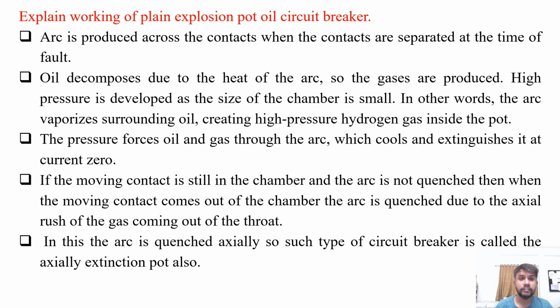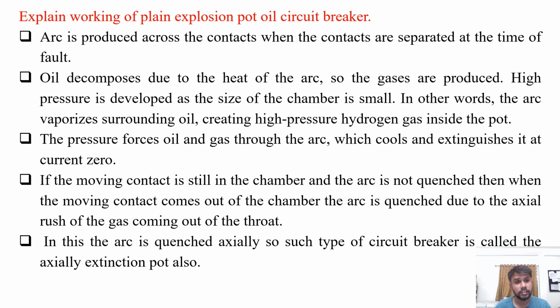Explain working of plain explosion pot oil circuit breaker. So, plain explosion oil circuit breaker works very simply. Arc is produced across the contacts when the contacts are separated. Means the moving contact is separated from the fixed contact at the time of fault, which causes the arc, and this arc struck between these two contacts decomposes the oil due to the heat produced by the arc. So the gases are produced. High pressure is developed as the size of the chamber is small.